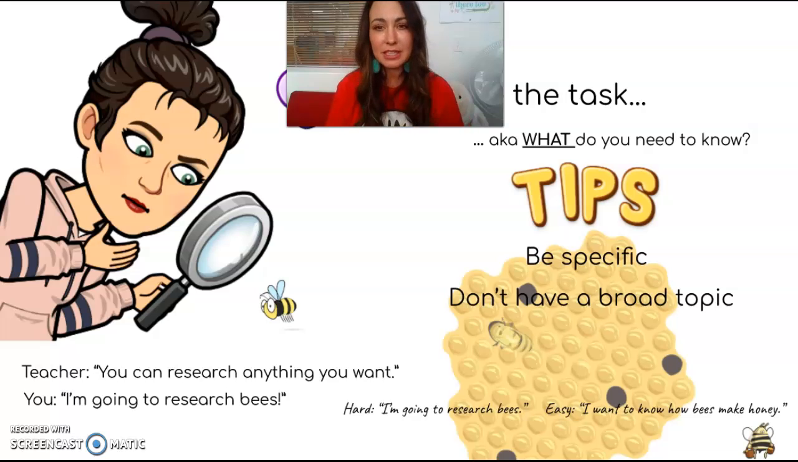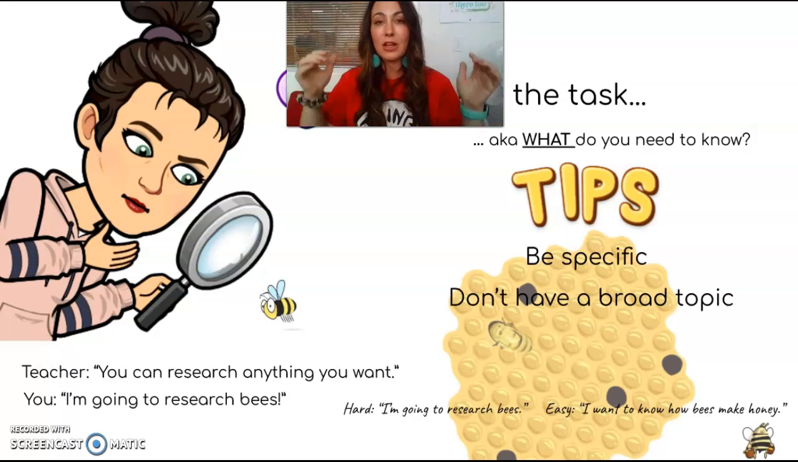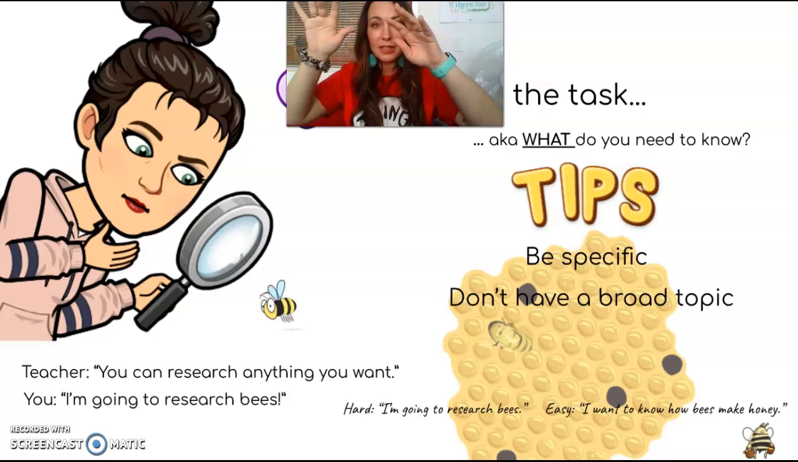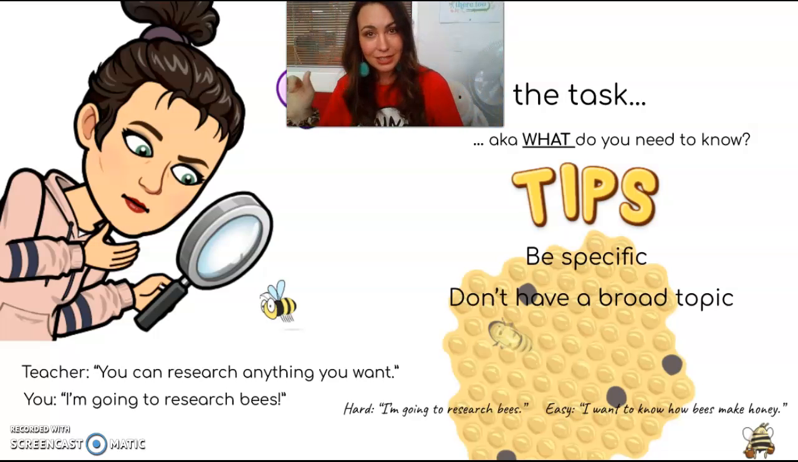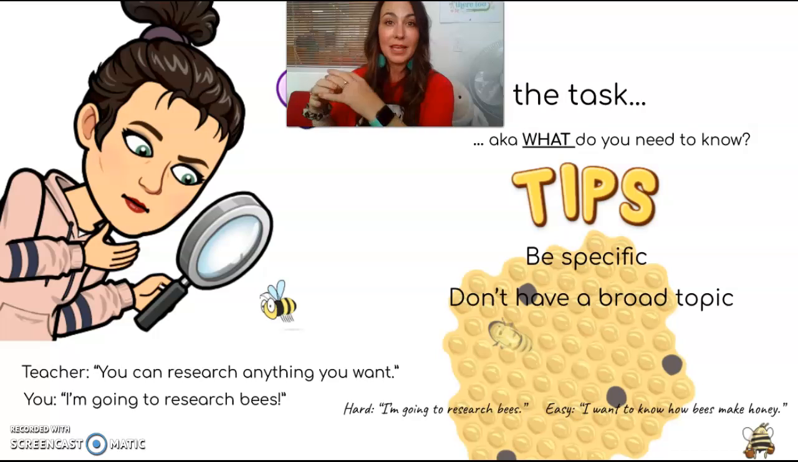You want to be so specific. You don't want this big, broad topic. So when your teacher says, you can research anything you want, you don't need to say, I'm going to research bees. Bees is still a really broad topic. I know I went under animals and then I came down to an insect category and did bees. You can't even go bees. There's so much to talk about when it comes to bees. We need to be even more specific.